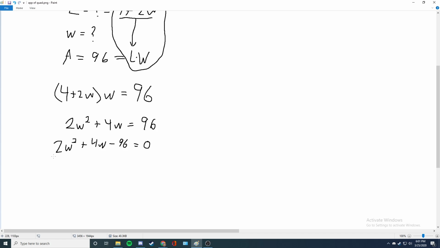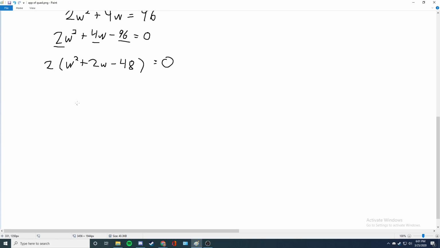First off, by just looking at the coefficients of every term, we've got a 2, a 4, and a 96. So since these are all even numbers and we're starting with a 2, we can pull a 2 out front and leave us with W squared plus 2W minus 48, and that's still equal to 0.